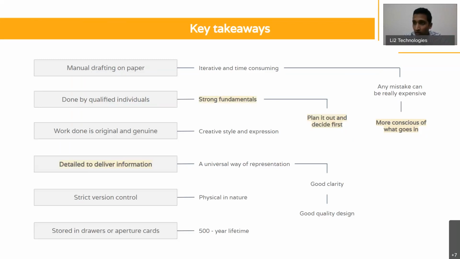This is something that we miss out today, which is to detail and deliver information. I don't think nowadays there are companies that do that well, not that they aren't, but in general, the design has become less informative. This is something that we need to learn from the past. And all this led to good clarity. And finally, we get a good quality design. So these are some of the takeaways that we need to have even today going in our designs today.